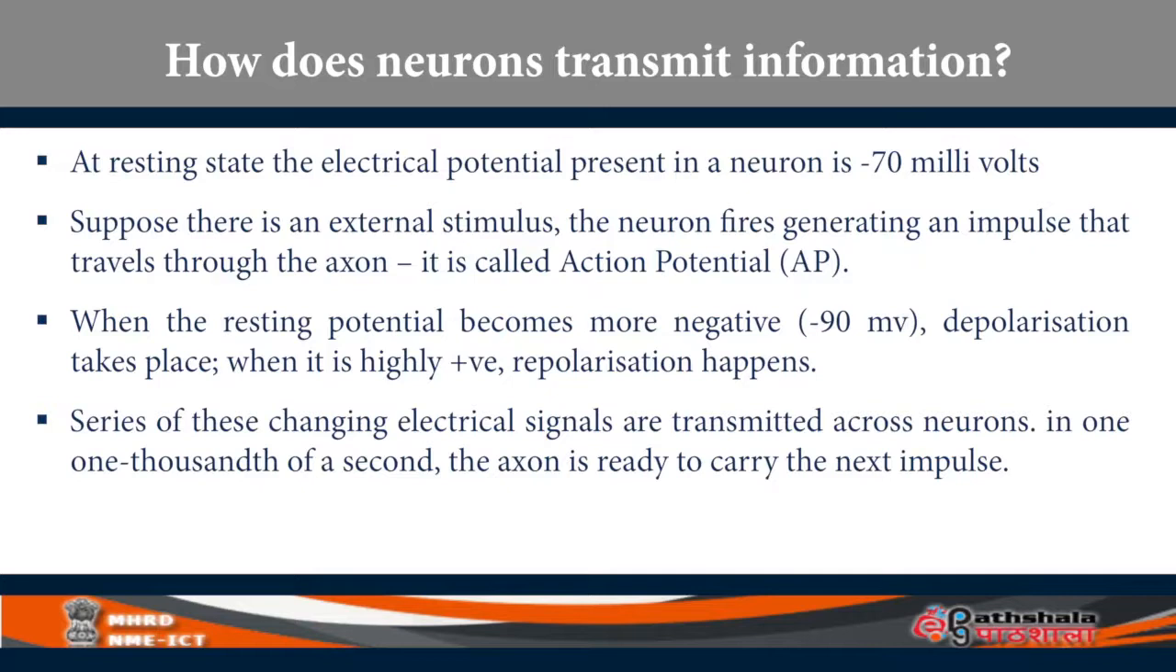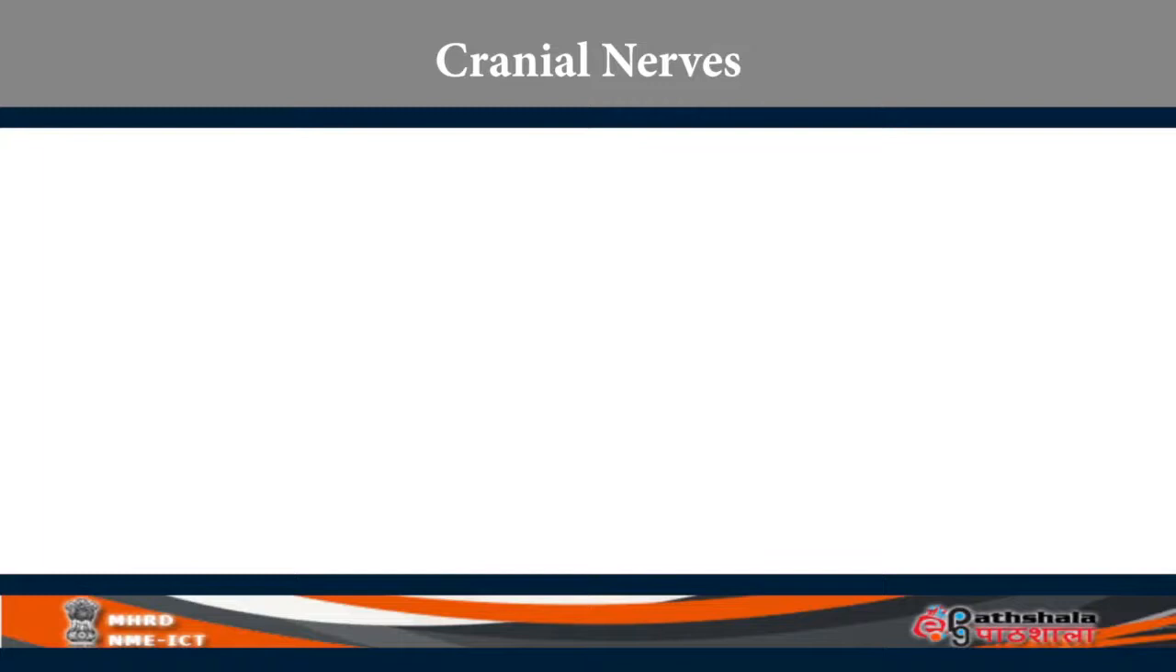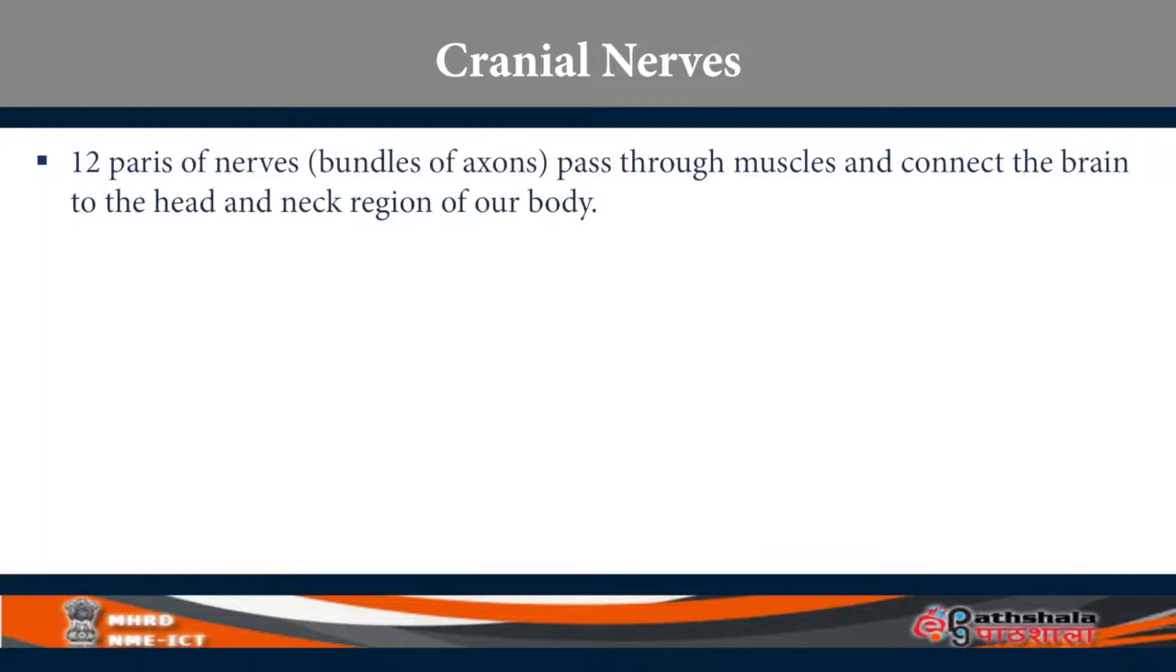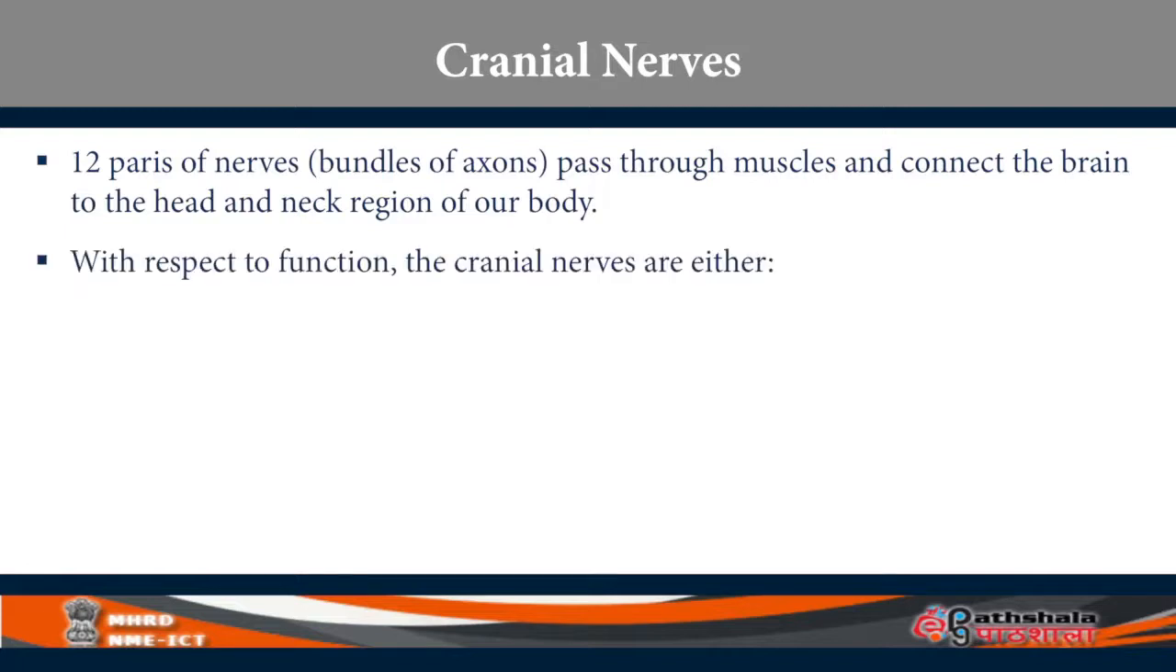Now I have said the peripheral nervous system is made up of cranial nerves, and I said there are 12 pairs of cranial nerves which pass through muscles and connect the brain to the head and neck region. With respect to function of cranial nerves, there are three major functions. Out of these 12 cranial nerves, some of them are purely sensory.